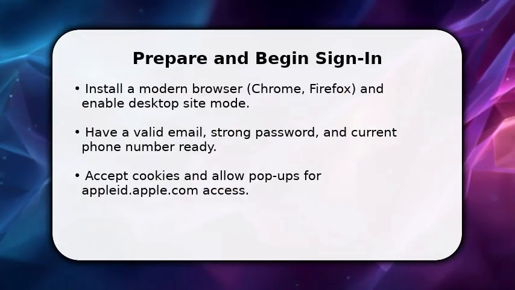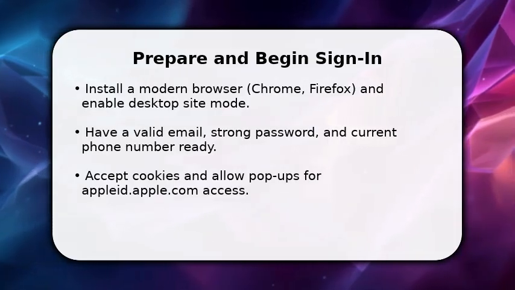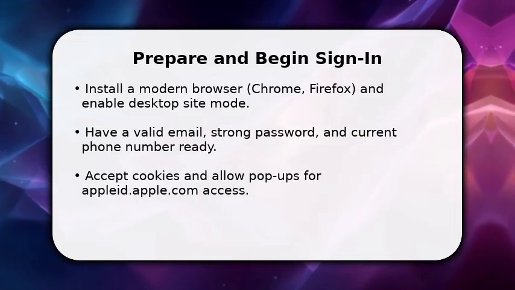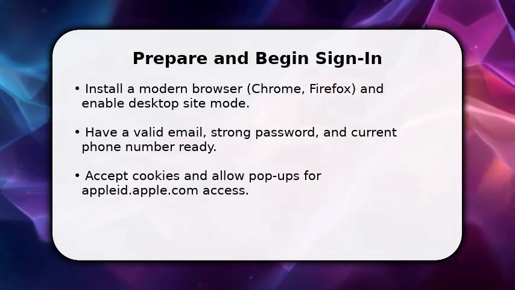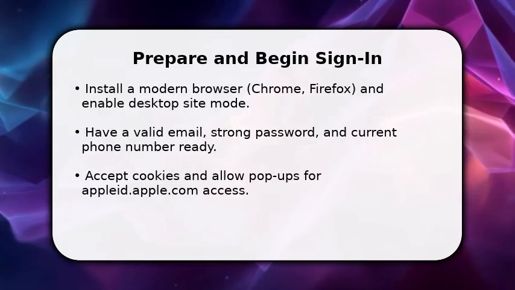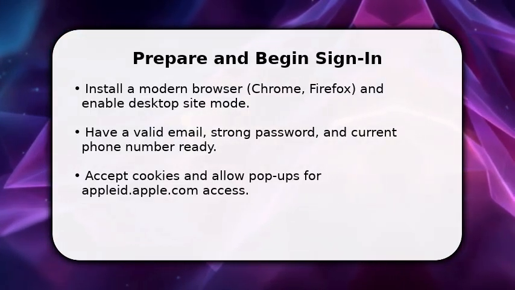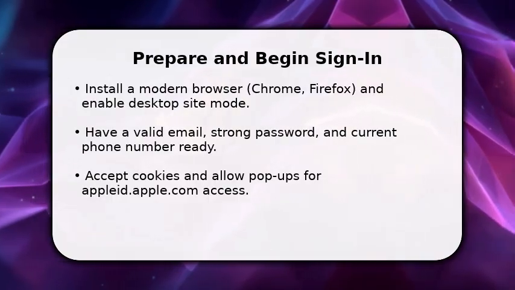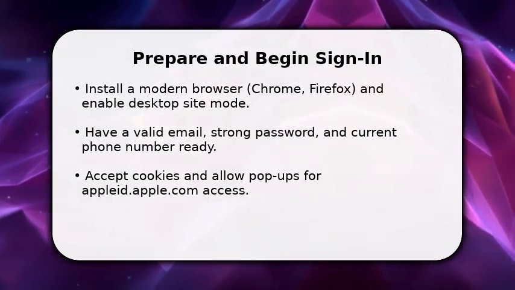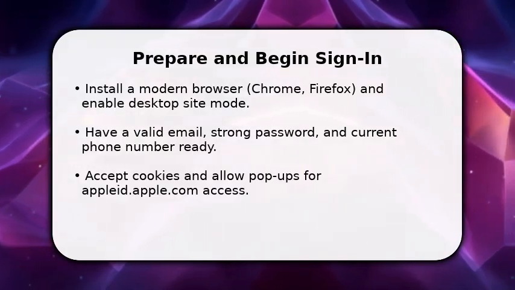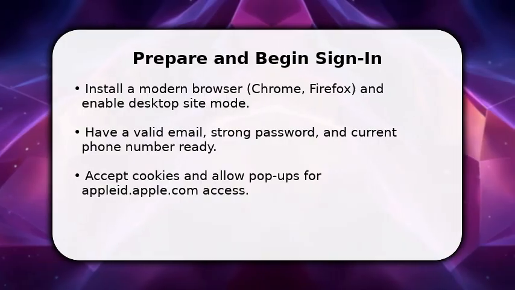You start by opening a modern browser on Android and switching to desktop site mode. This tricks Apple's site into showing the full account interface. Next, go to Apple ID and tap Sign In. Enter the email you want as your iCloud ID and the password you'll use. Make sure it's strong and unique. Once done, allow cookies and any site prompts so verification pages load properly. This prevents later errors when creating or confirming your account.